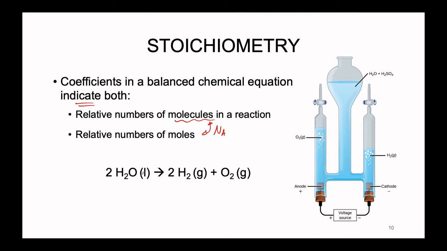So for instance, if we observe the decomposition of water into hydrogen and oxygen, what this equation at surface level tells us is that 2 molecules of water will break into 2 molecules of hydrogen and 1 molecule of oxygen. Macroscopically, if we scale by Avogadro's number, this is the equivalent of saying 2 moles of water break up into 2 moles of hydrogen and 1 mole of oxygen.